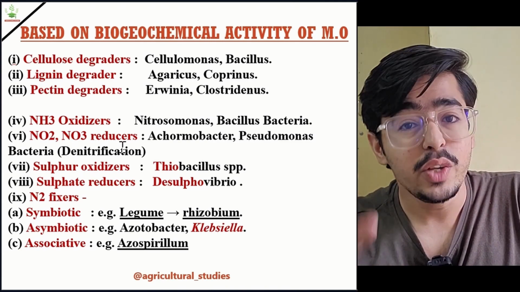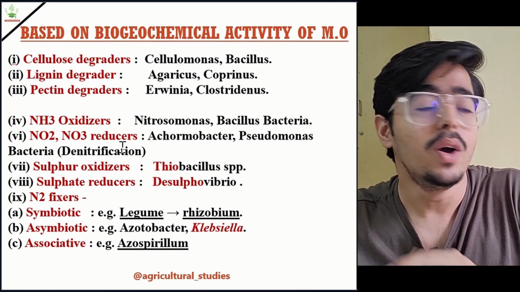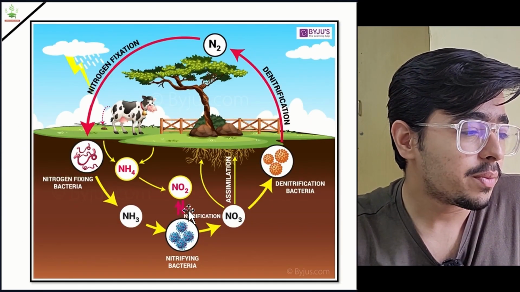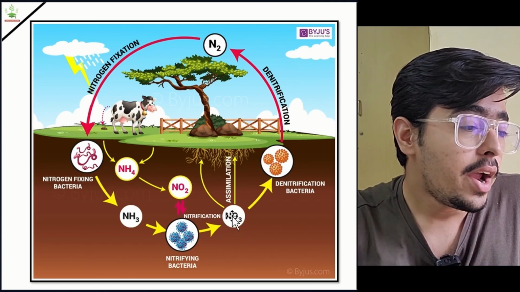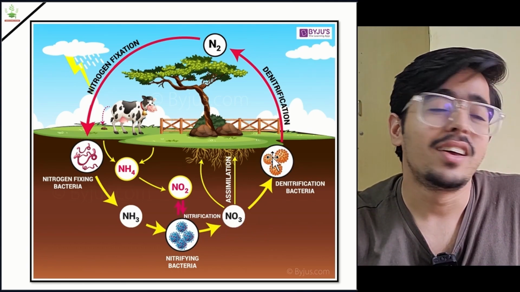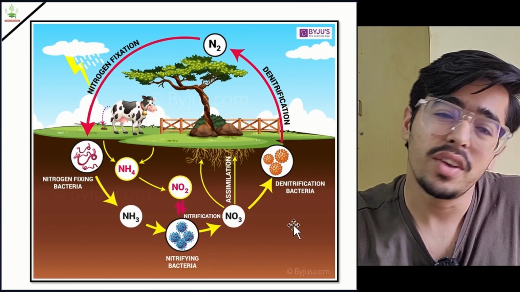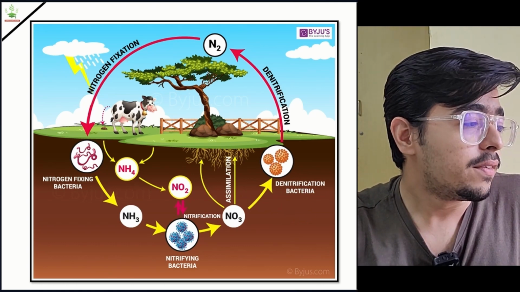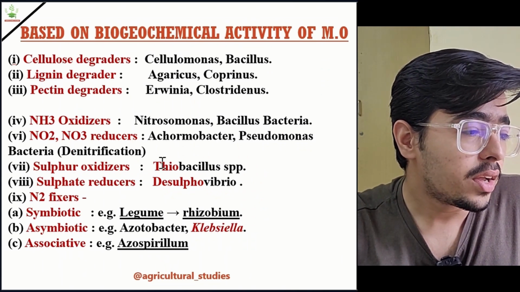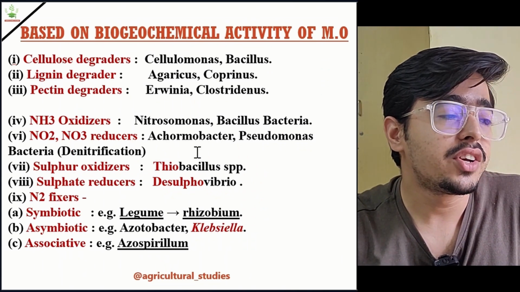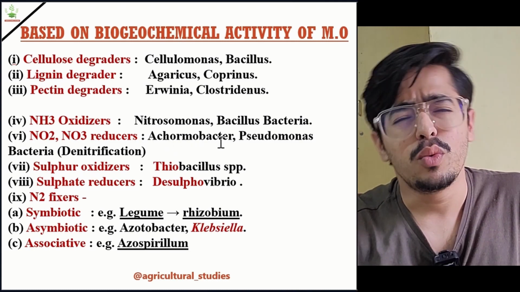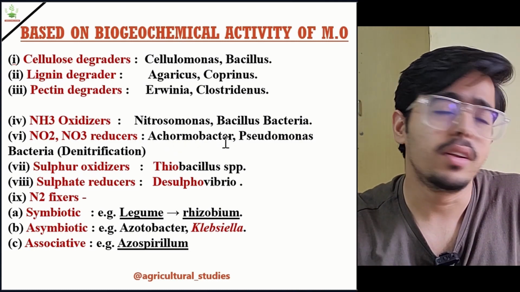Why are we saying reducer? Because they will get reduced to again the nitrogen also. Now again I have to make you see this, that the nitrate will be converted into nitrogen again when there is the working of denitrification bacteria. So we can see that the denitrification bacteria are Pseudomonas and Achromobacter. Achromobacter and Pseudomonas, you should have learned these two names.